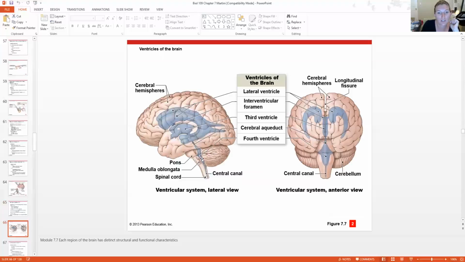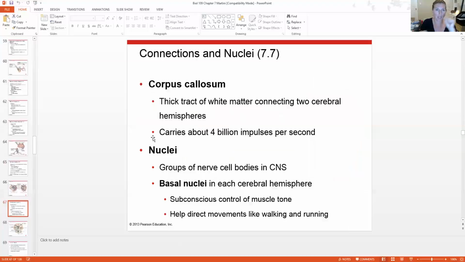Fourth ventricle here kind of looks like a little sideways triangle in front of the pons. And then this continues to the central canal all the way through the spinal cord. So cerebrospinal fluid circulates throughout all of these ventricles and then out around our brain and spinal cord, as we'll see in a little bit.